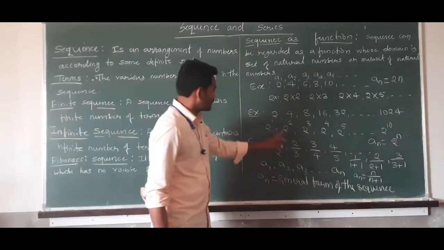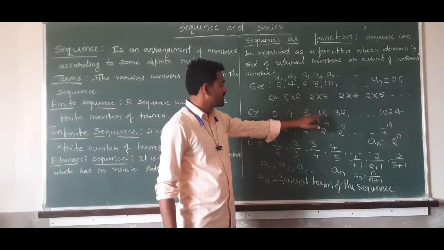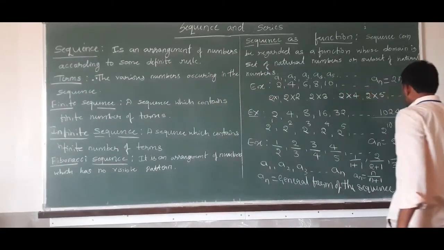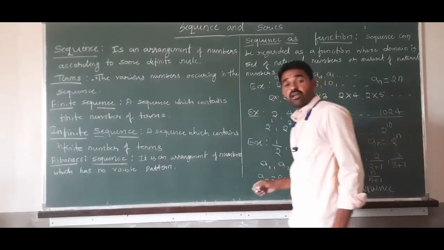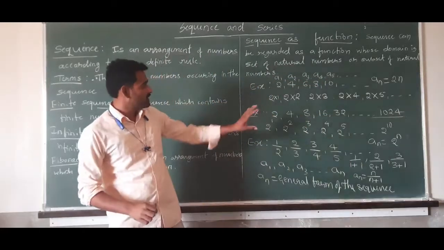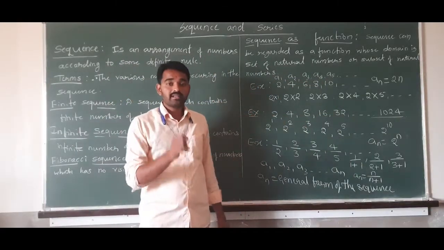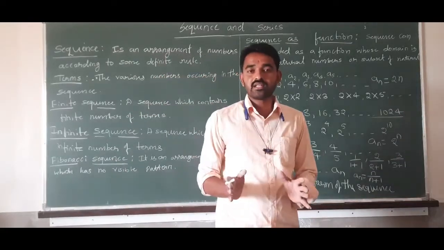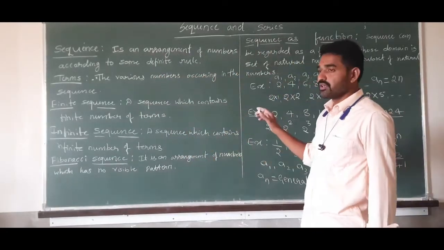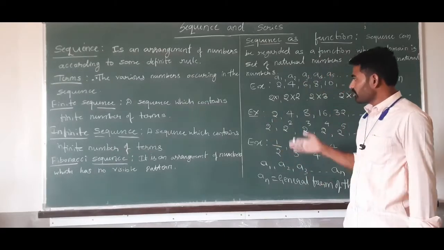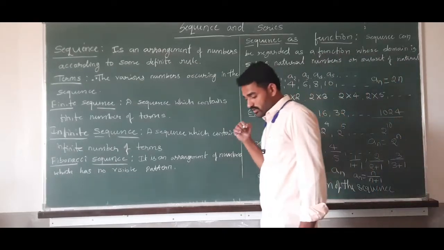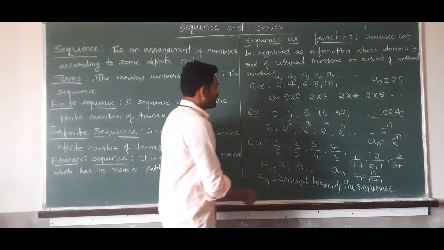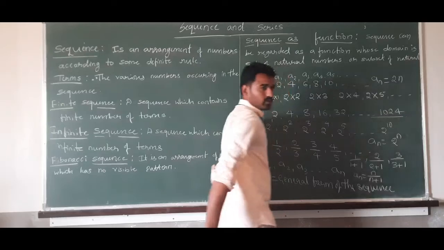For example, 2, 4, 6, 8, 16, 32 and 1024. In this sequence we know the first term and the last term. This sequence is called a finite sequence. Finite means a sequence containing a particular number of terms. For example, a1, a2, a3, up to a_n, where a_n is the nth term.